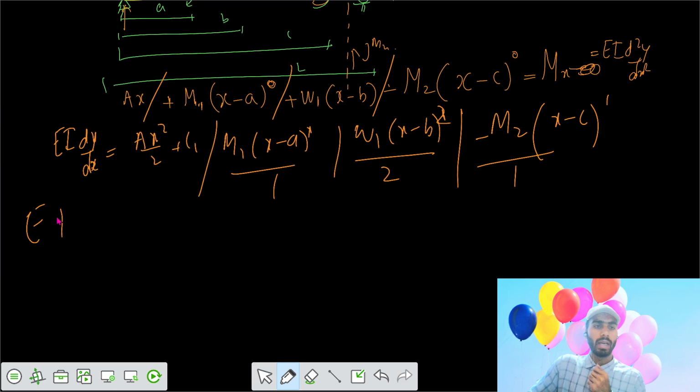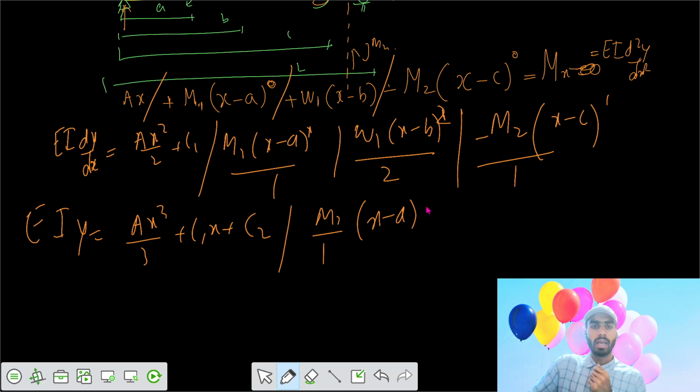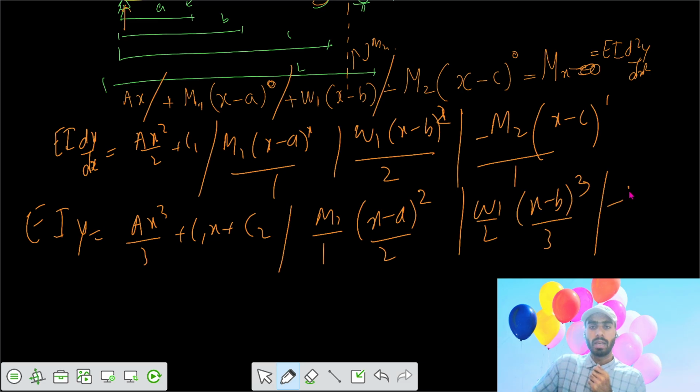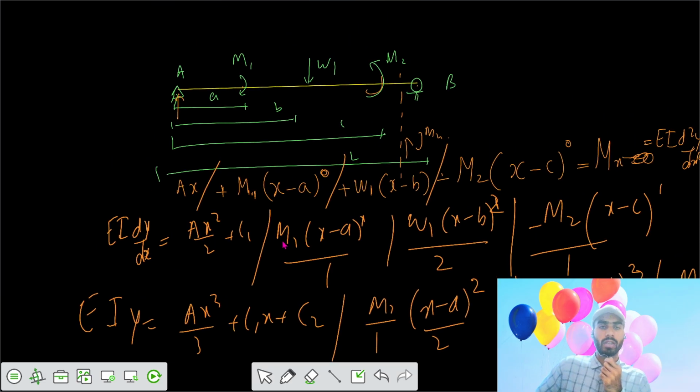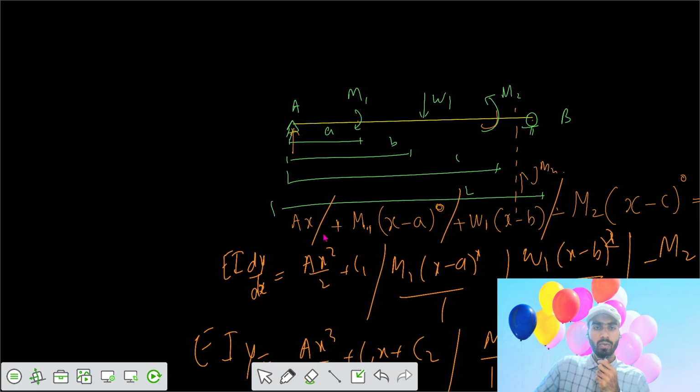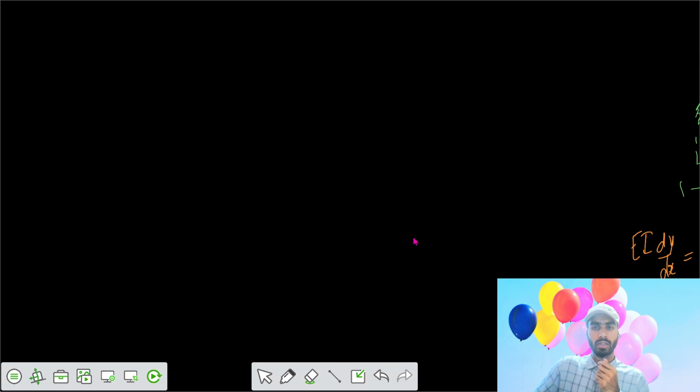Similarly, EIy equals ax cubed by 3 plus c1x plus c2, then m1 by 1 into (x minus a) whole squared by 2, then you have w1 by 2 into (x minus b) whole cubed by 3, then minus m2 into (x minus c) to the power 2 by 2. This is how we can solve if the concentrated moments are given some values, and you can solve for the deflection and slope.